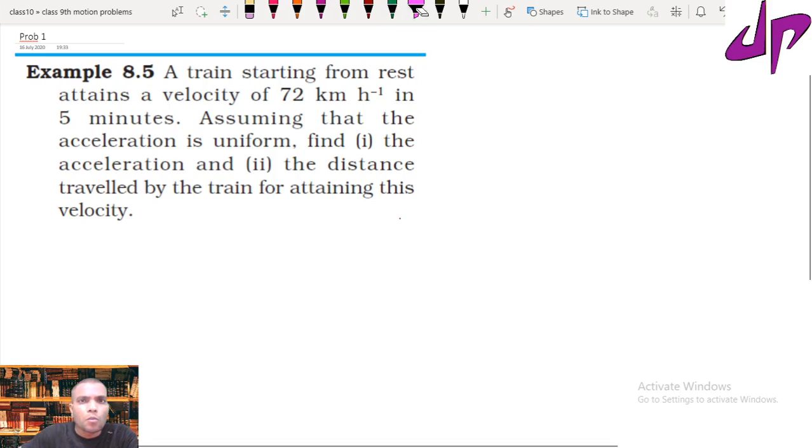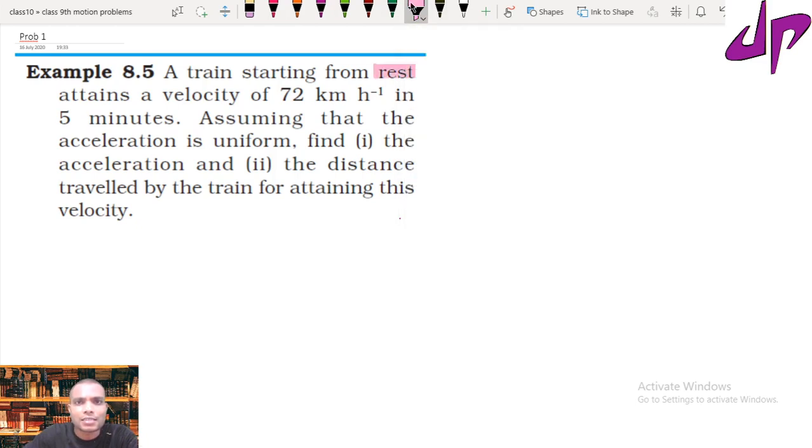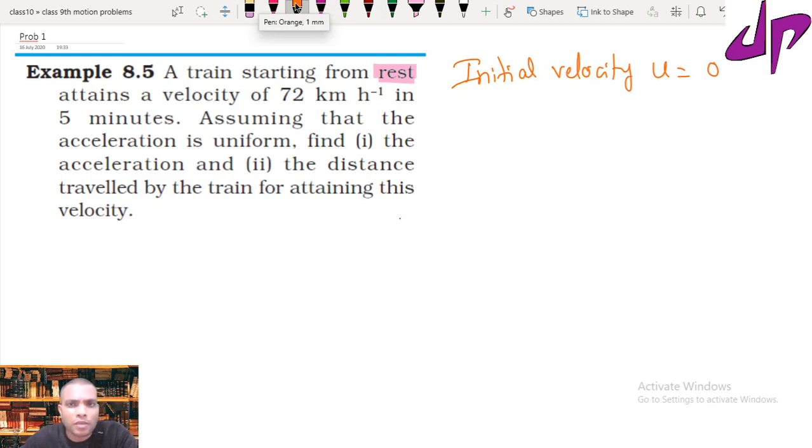So, if you notice clearly, the train is at rest. So if the train is at rest, we need to take initial velocity u equal to 0 because the train is not moving. And in the problem they have given one more velocity, that is, attains a velocity, that will become the final velocity.